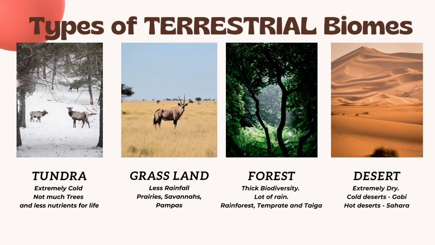And at last, the desert biome. Desert biomes are mostly dry, either hot like the Sahara or cold like the Gobi. Camels and cactus live in these regions. Mostly, the animals and plants here have the ability to store food and water as they rarely get water and food here.